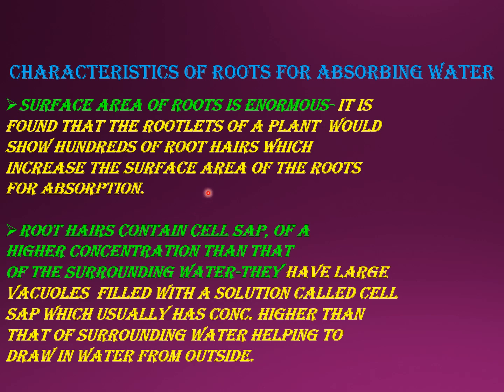Now, roots are able to absorb water because the cell sap is concentrated inside the root hair cell. If it is concentrated, then it can absorb water from the surrounding soil. Because the vacuoles have a higher concentration, the cell sap is hypertonic, while the surrounding water is hypotonic, less concentrated, so the water from the soil enters the hypertonic medium inside the cell.